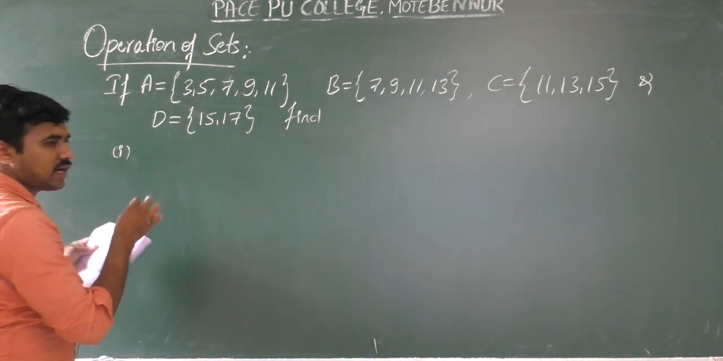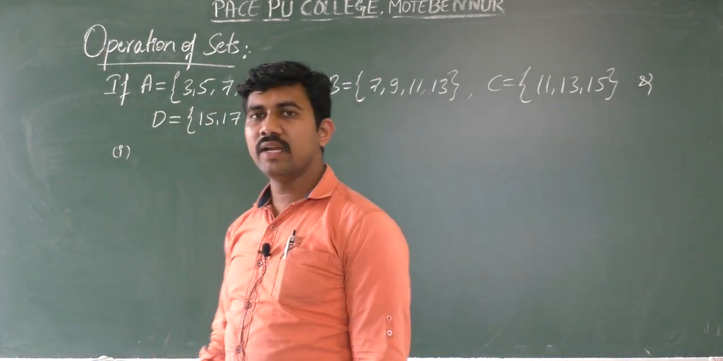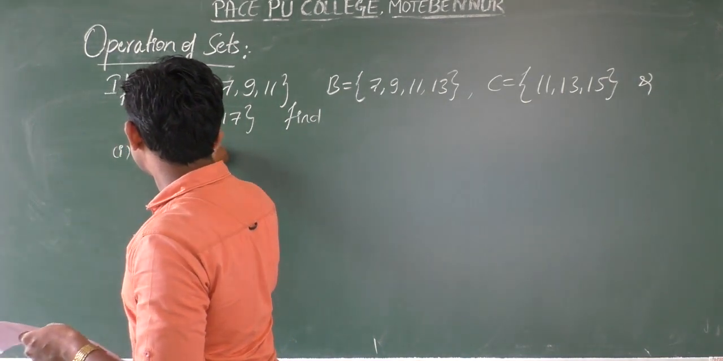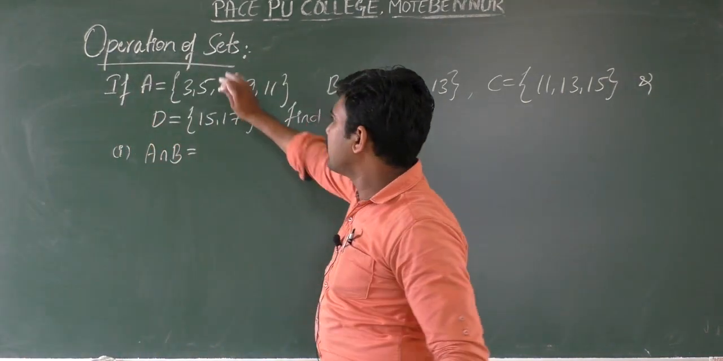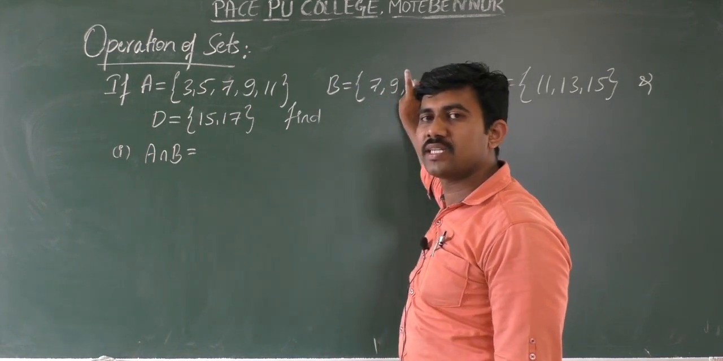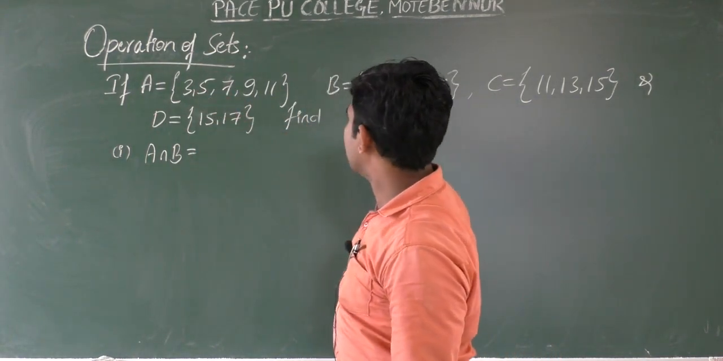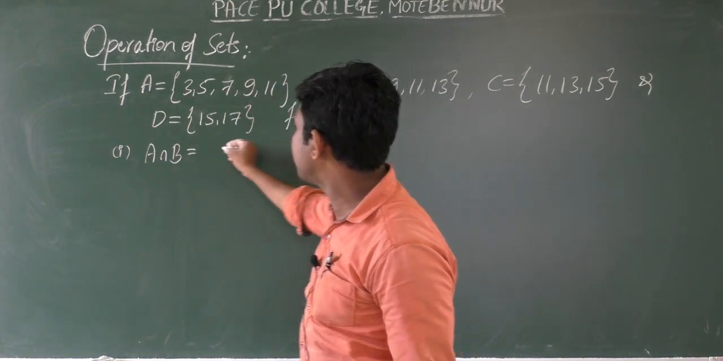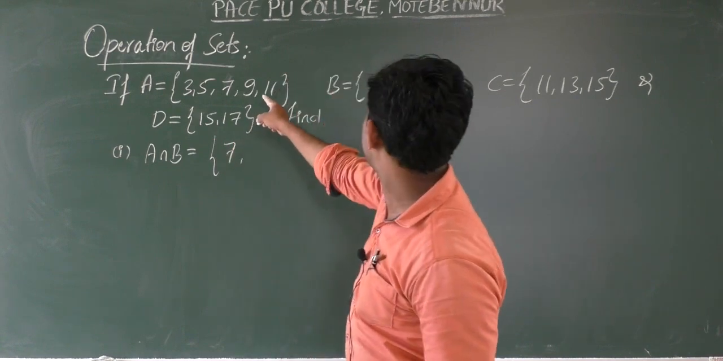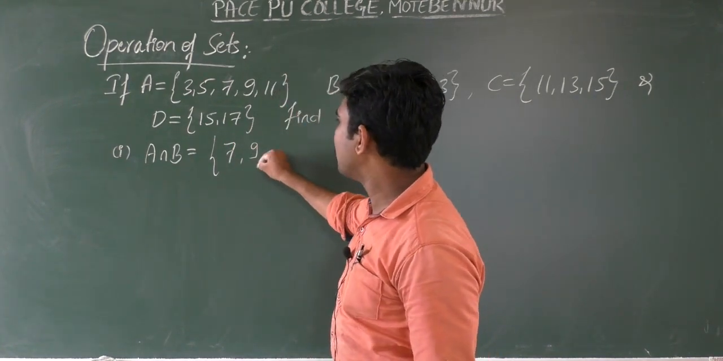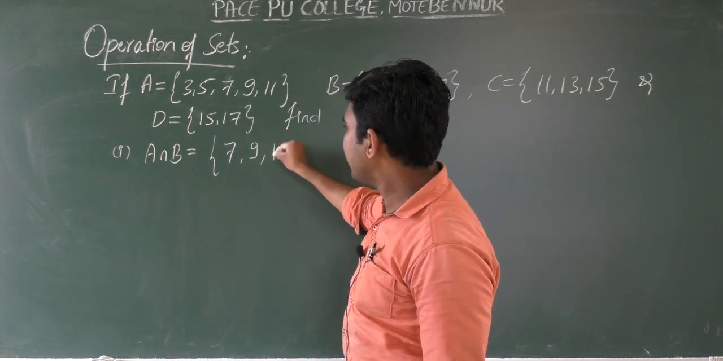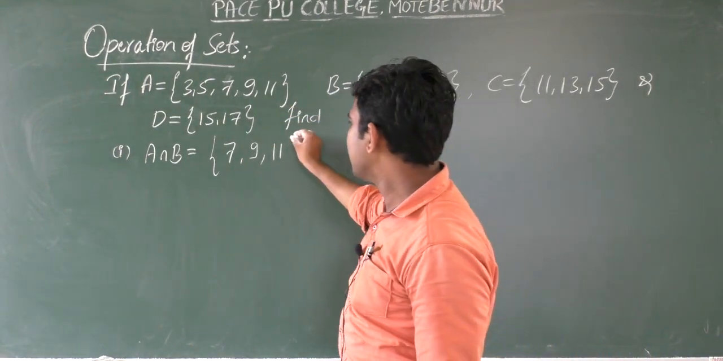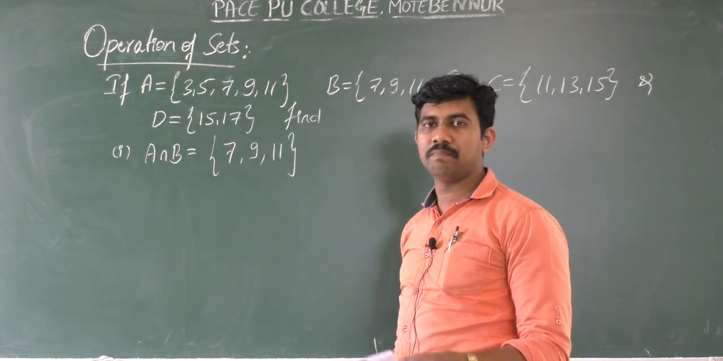Here also we have many questions. We will solve them one by one. The first one is find A intersection B. Look at the sets A and B, and see which elements are common in both sets. Is 3 common in both? No. Is 5 common? No. Is 7 common? Yes, 7 is common in both sets, so include 7. Next, is 9 common? Yes. 11 also common. And the next element 13, is it there in A? No. Only these elements are in A intersection B.